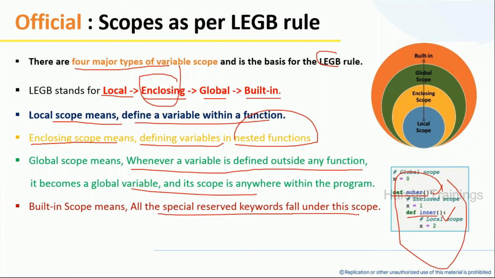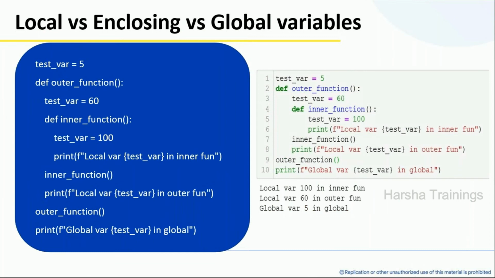Now, let me discuss an example, Andy. This will give us a beautiful insight into what is local, what is enclosing, and what is global. I have created a variable test_variable. Now I have created another test_variable. Now within this outer function, I have created one more test_variable within the inner function. Now there are two functions.